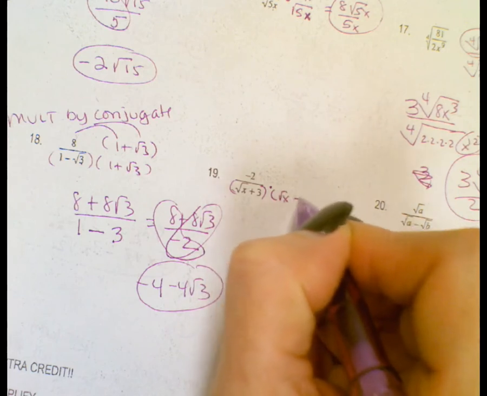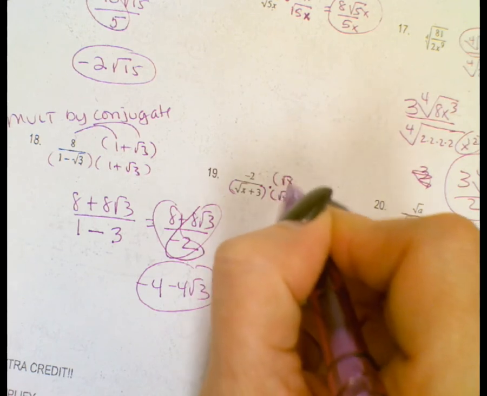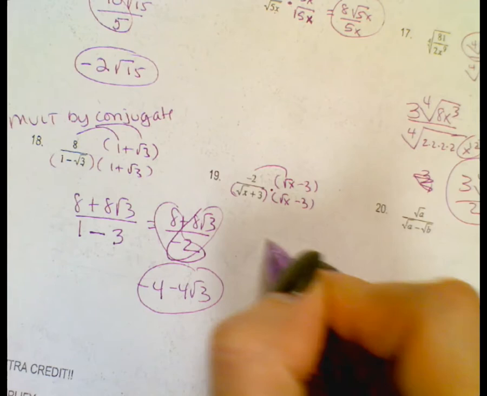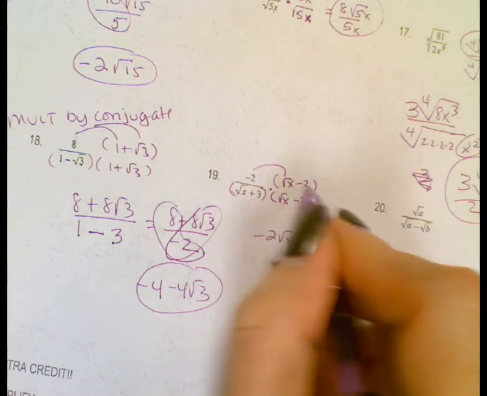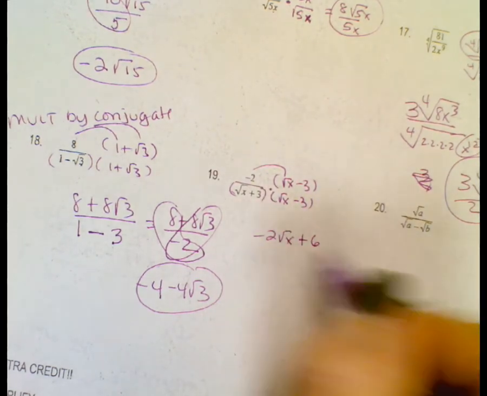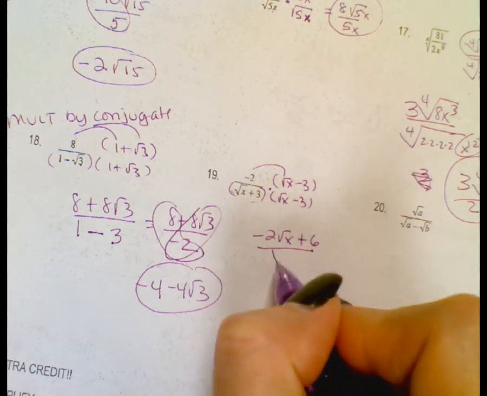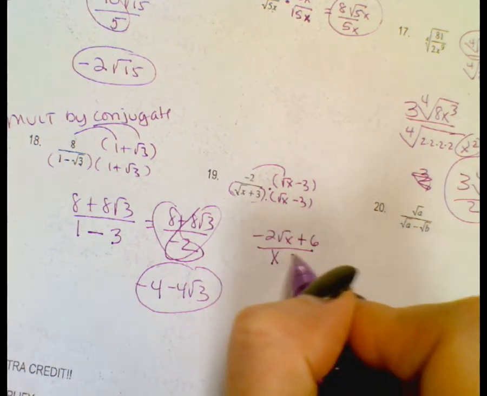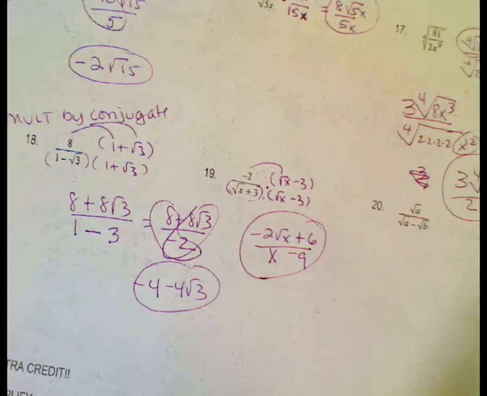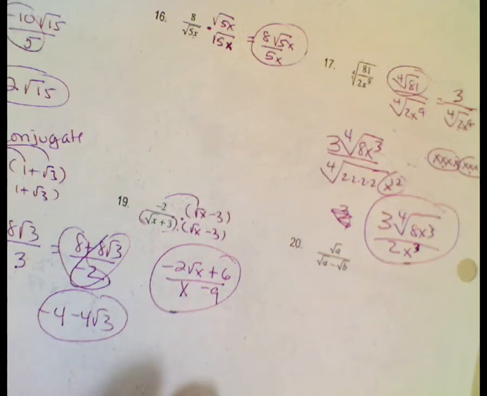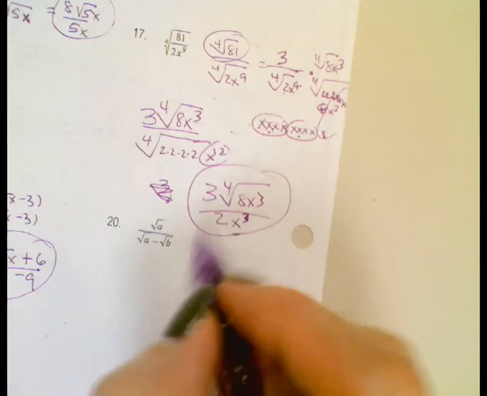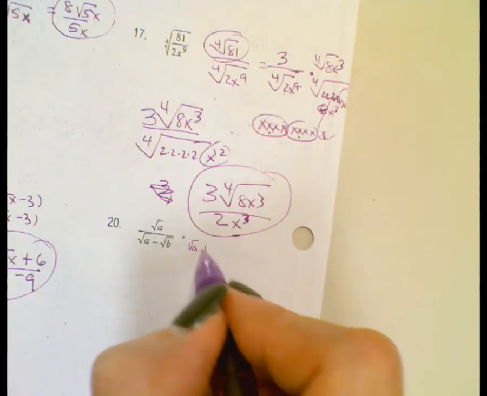Square root of x minus 3. Square root of x minus 3. Distribute. Get that. On the bottom, you have to do first and last. Radical x and radical x is x. 3 times negative 3 is negative 9. That's your answer. And the conjugate of this is radical a plus radical b.